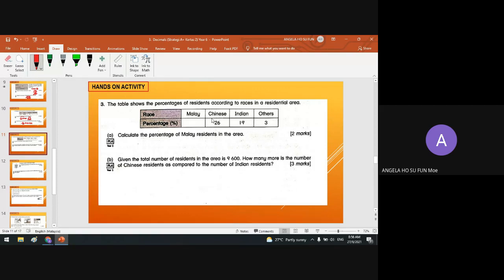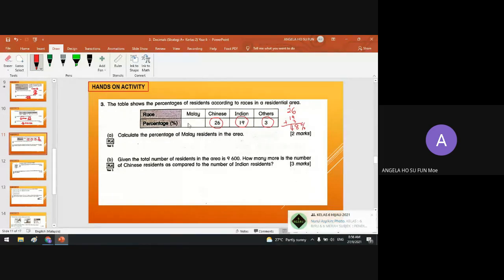So here you see Chinese, 26%. Indian, 19%. Others is 3%. So the total of this is how much? How many percent here? 26 plus 19 plus 3. Okay? You see from here, 6 plus 9 is 15. 15 plus 3 is 18. So it's 18. Okay, this is 2.